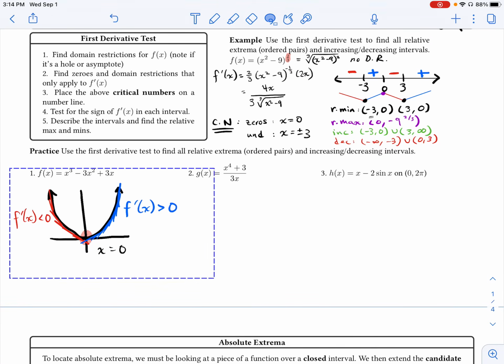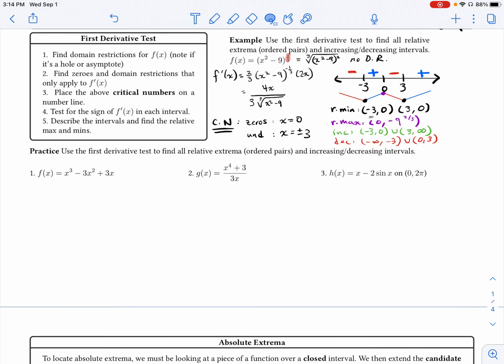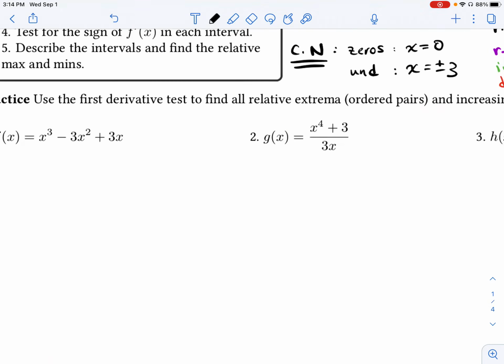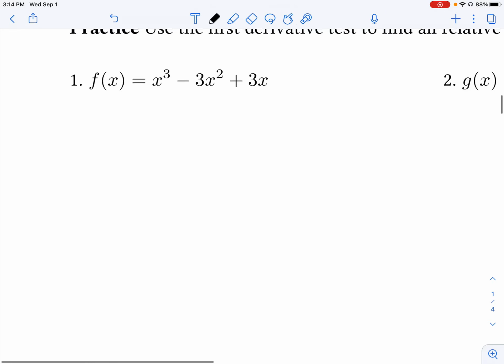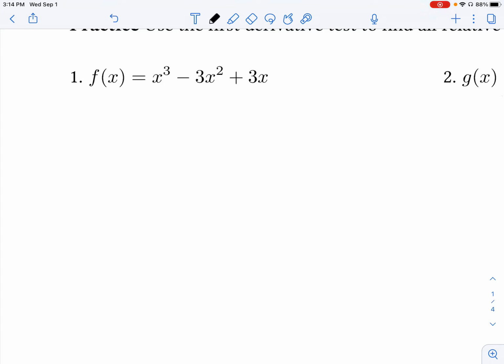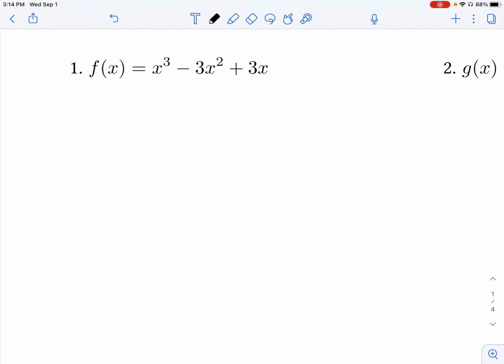So let's try another problem here, just to make sure that we're pretty solid on this before we start talking about global extrema. Because I also want to highlight something interesting that comes out of this. First off, the first thing I always want to do before I do the first derivative test is ask myself, are there any domain restrictions? Are there any places where this function is undefined? Because that could potentially be a place where a function changes behavior.